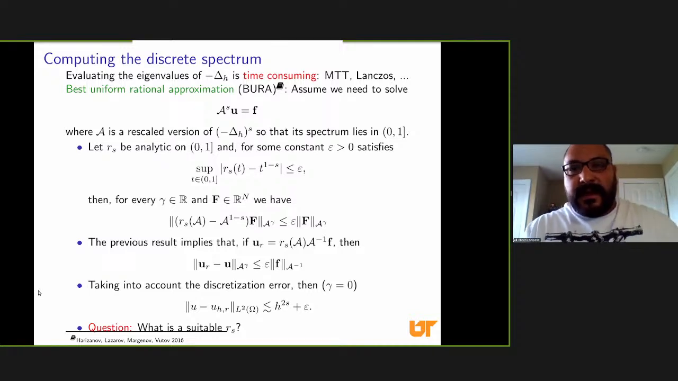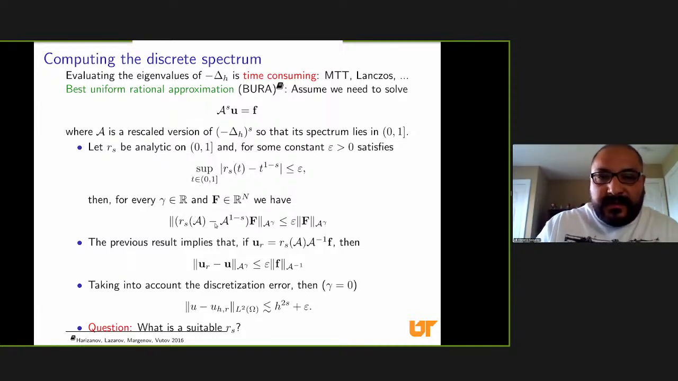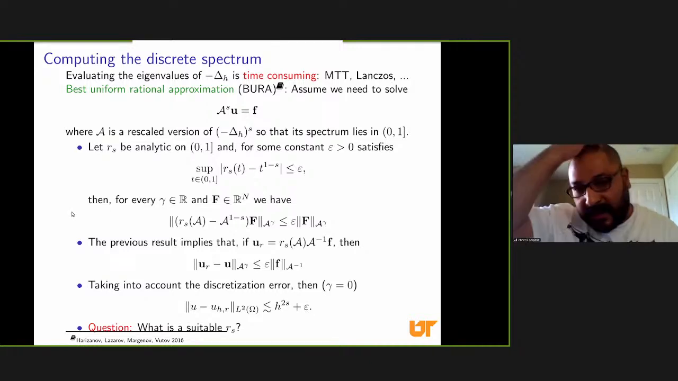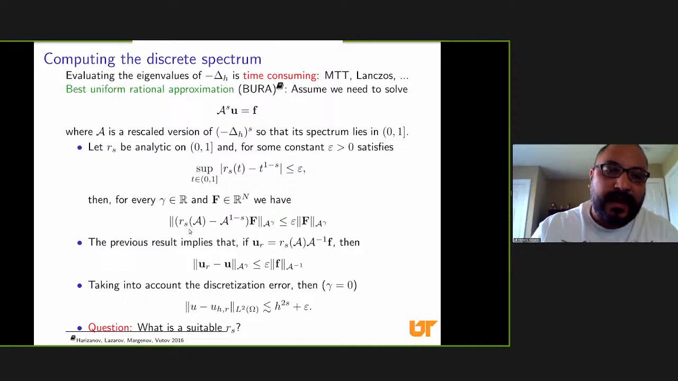And so if you were to apply this function R to the matrix A, and use that to solve your problem, let's say in this form, then you're going to get an error of order epsilon, which if you combine with the previous results, you get that the full error is of order h to the 2s plus this epsilon. Of course, here everything is very high level, because I said, okay, apply a function to a matrix. We still need to find out what that suitable function is.